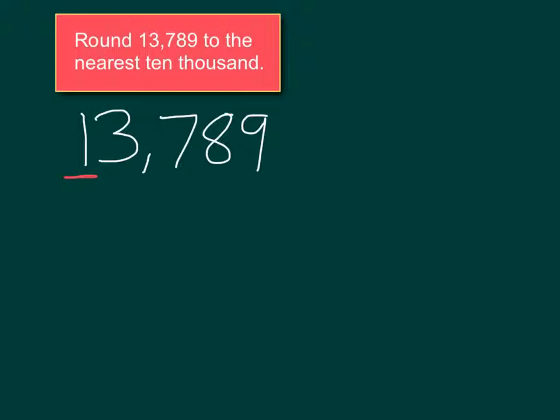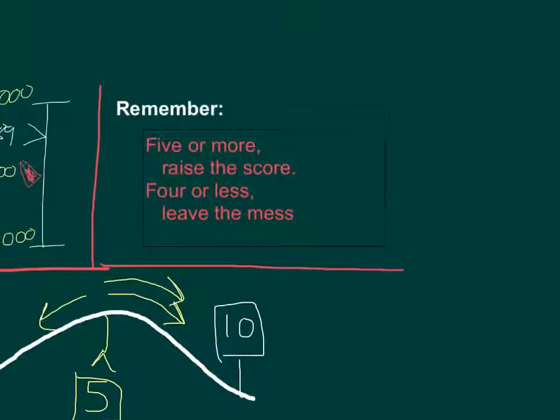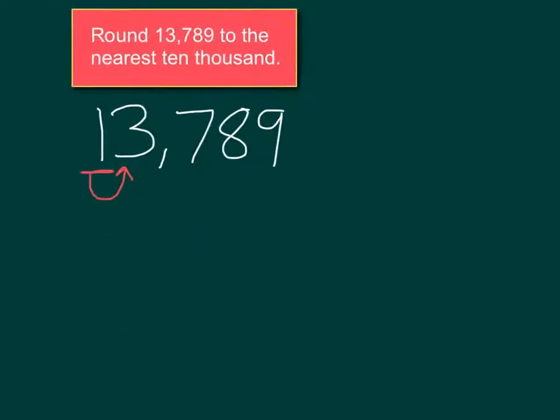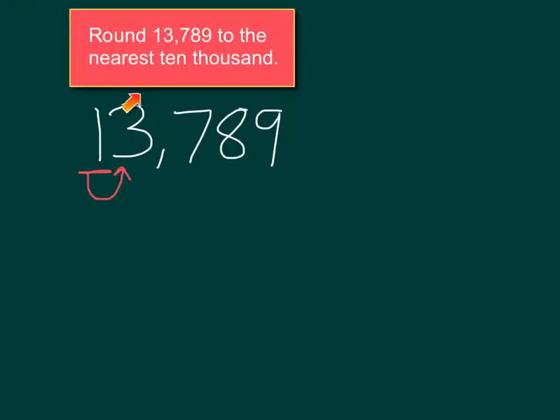And I want to underline the 10,000s place. So this time it's the 1 in the 10,000s place. And we look one digit to the right, and we remember our phrase up here. 5 or more, raise the score. 4 or less, leave the mess. So do we have 5 or more or 4 or less? We look back here, and we have 4 or less, so we're going to leave this mess. It's closer to 10,000 than to 20,000. So we use our symbol for close to, and 13,789 is close to 10,000.